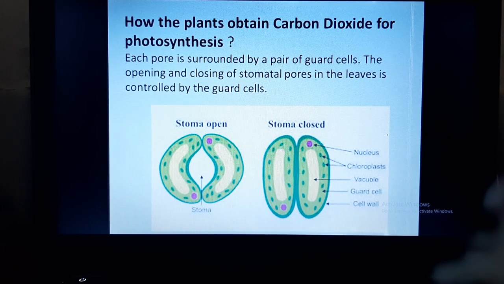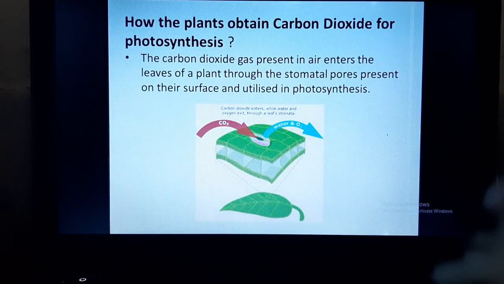Now these stomatal pores are guarded by two guard cells. These guard cells control the opening and closing of stomata. Whenever carbon dioxide needs to enter, these stomata open and carbon dioxide enters. And when the oxygen and water need to be released, again these stomatal pores open and the water and oxygen are released.